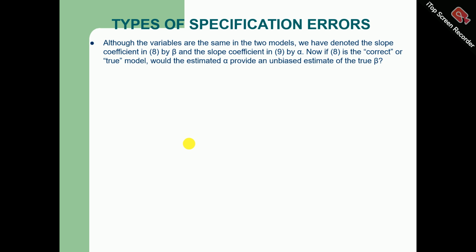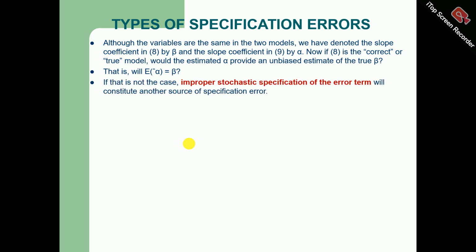So the question is, which one is correct? Although the variables are the same in the two models, we have denoted the slope coefficient in equation 8 by beta and the slope coefficient in equation 9 by alpha. Now if 8 is the correct or true model, would the estimate alpha hat provide an unbiased estimate of the true beta? That is, will the expected value of alpha hat be equal to beta? If that is not the case, improper stochastic specification of the error term will constitute another source of specification error. So we must be pretty sure in what way we use the error term in the model.